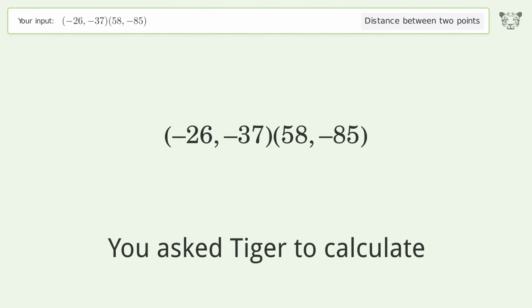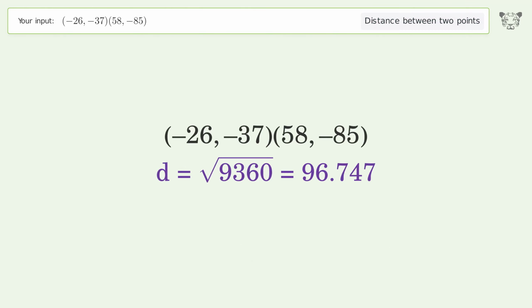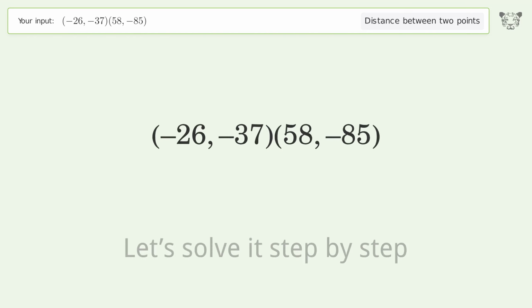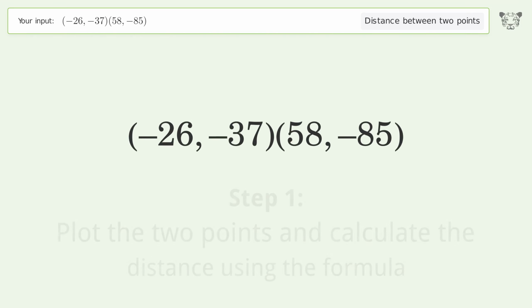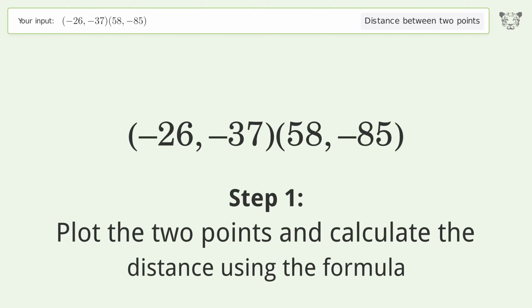You ask Tiger to calculate. This deals with the distance between 2 points. The distance between the 2 points is the square root of 9,360, or 96.747. Let's solve it step by step. Plot the 2 points and calculate the distance using the formula.